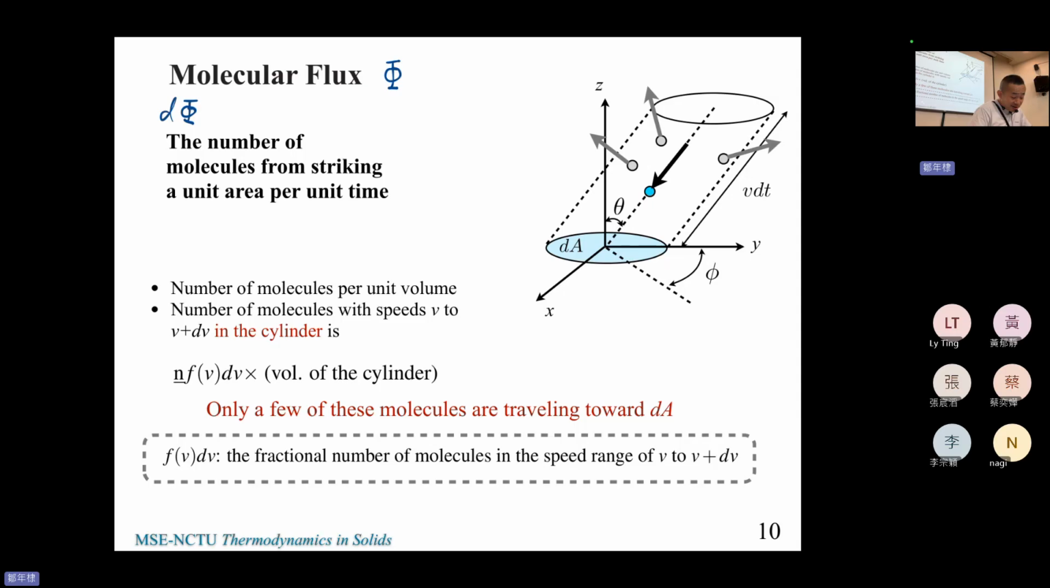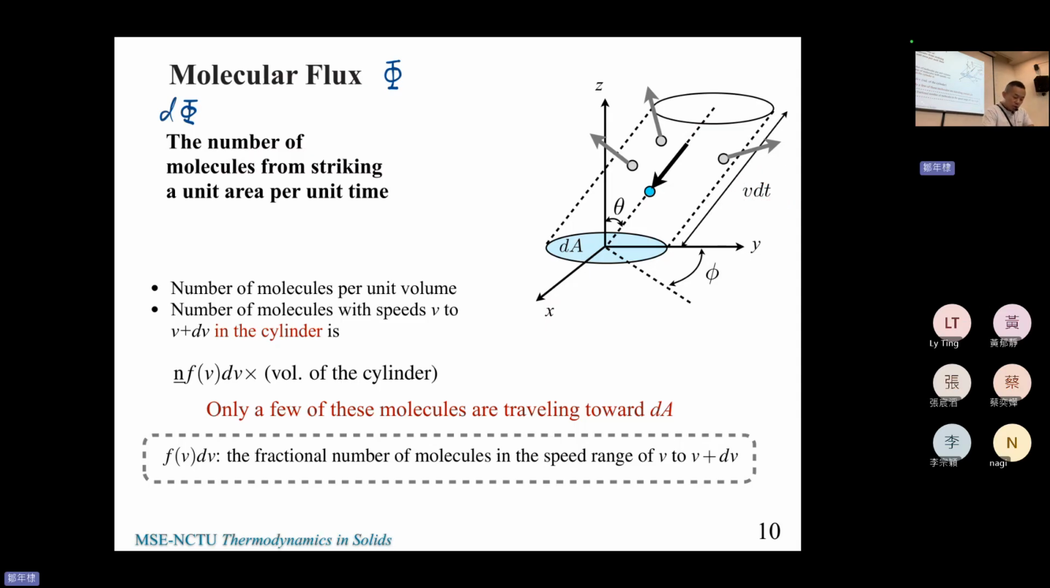The phi, molecular flux. The definition of the molecular flux is the number of molecules striking a unit area per unit time. You can also imagine it as the number of molecules flowing through the area dA per unit time.